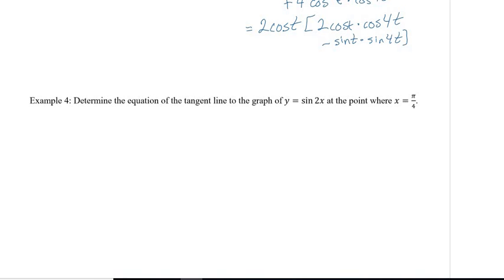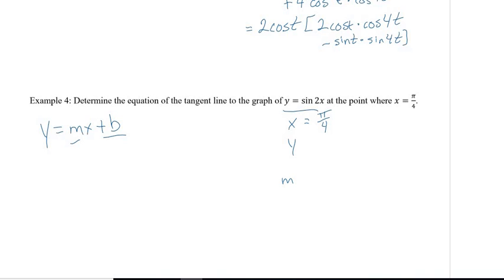So example 4 says determine the equation of the tangent line to the graph of y equals sine of 2x at the point where x equals pi over 4. So start it the exact same way as any other equation of a tangent line problem. We're going to find our m and our b. To do that, we have to find our x and our y, and then find our m, and then we can solve for b.